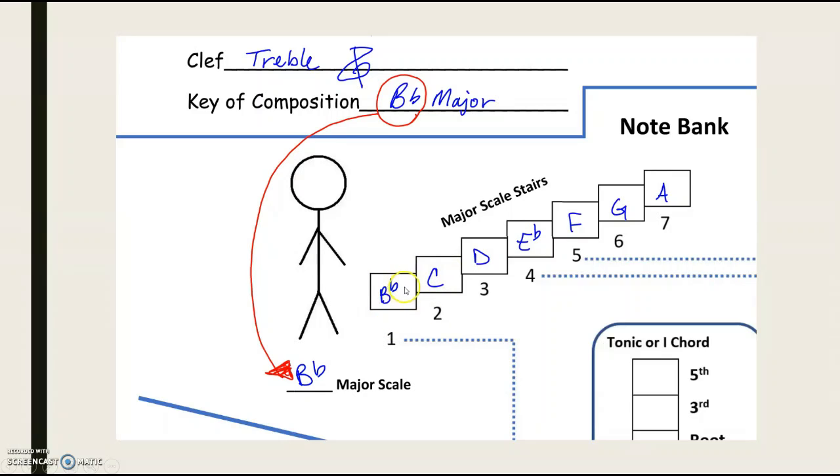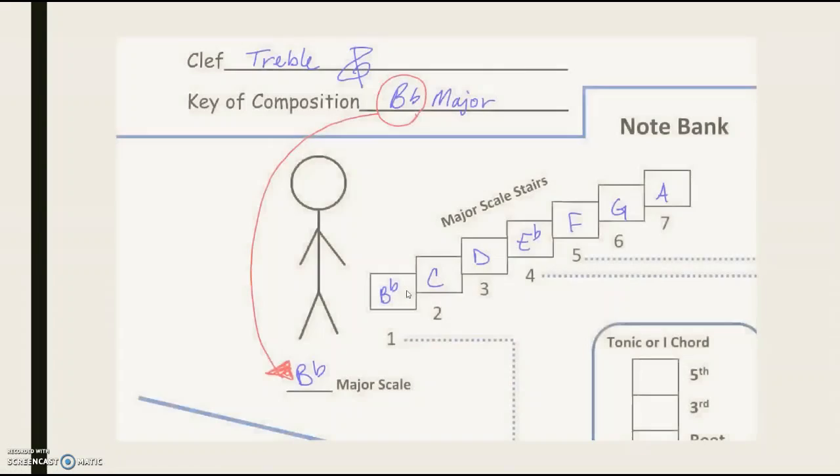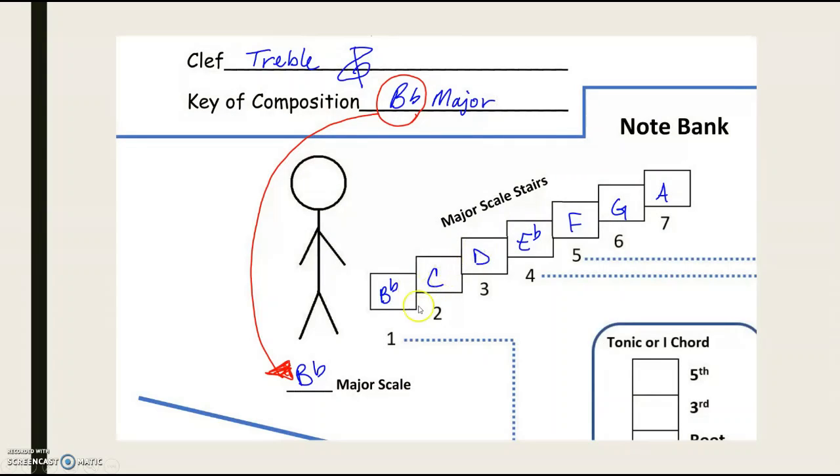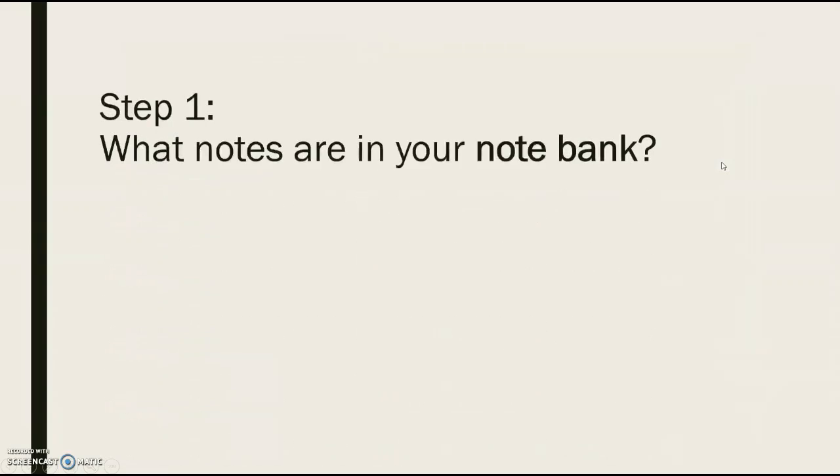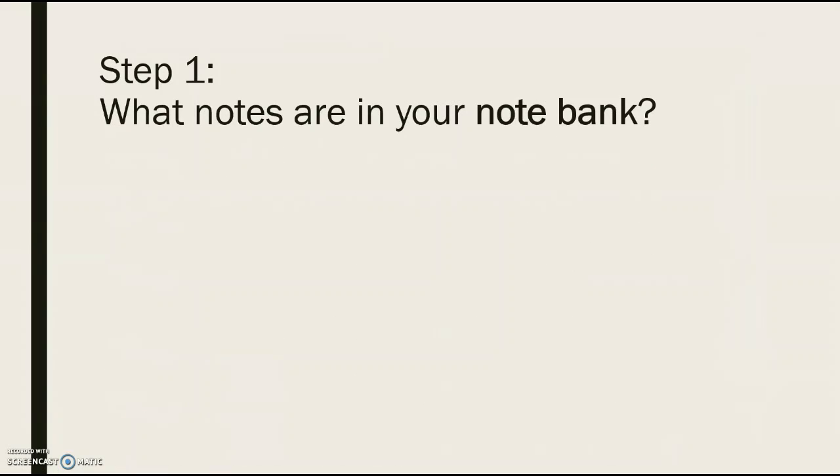Now I'm going to write out the scale, one note in each of these steps. So B flat, C, D, E flat, F, G, A. So what notes are going to be in our note bank? The key is what tells us.